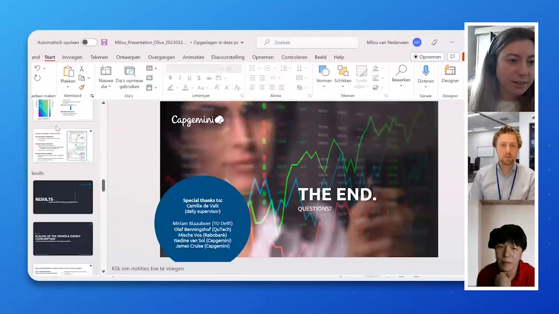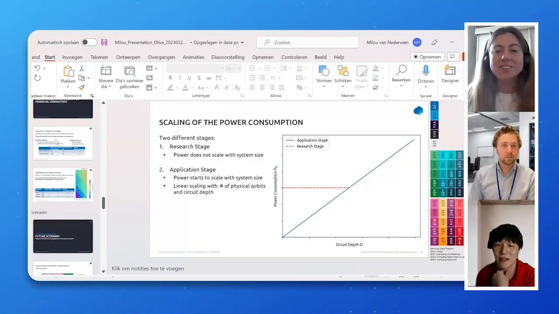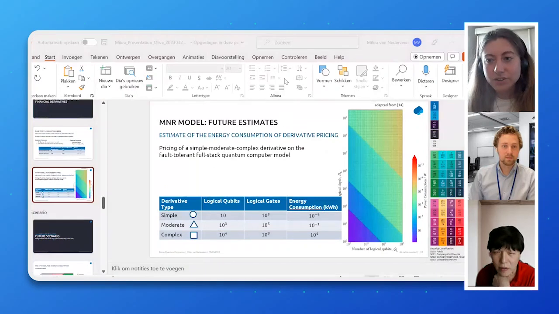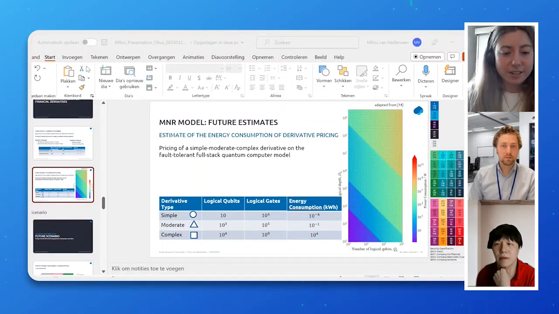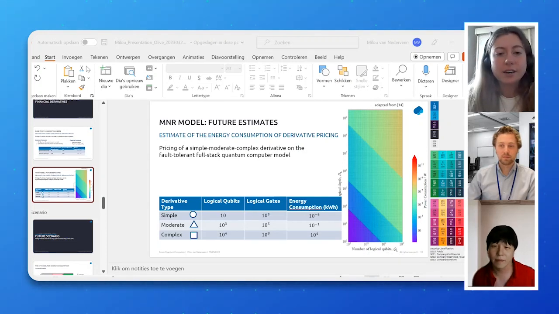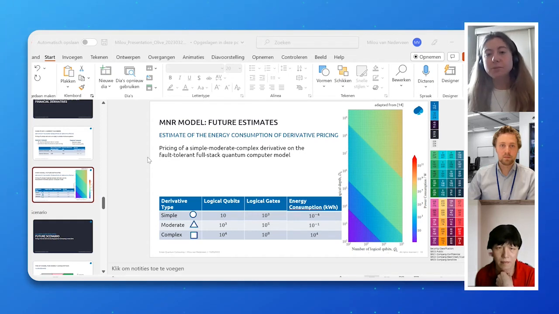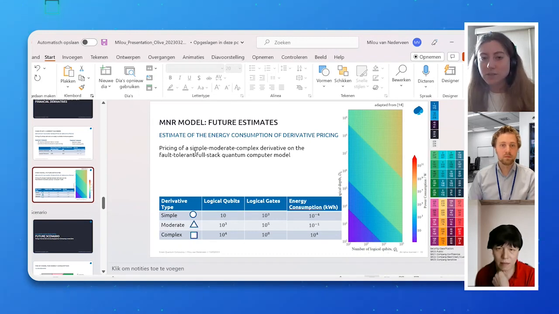Yeah, so this is what I showed on one of your early graphs. Sorry, I missed it because I joined late. No. This slide. So here you can see that the amount of logical gates and logical qubits depends on the complexity of your derivative. So for a very simple derivative, you would require about 10 qubits and then 1,000 logical gates to give a good estimate.